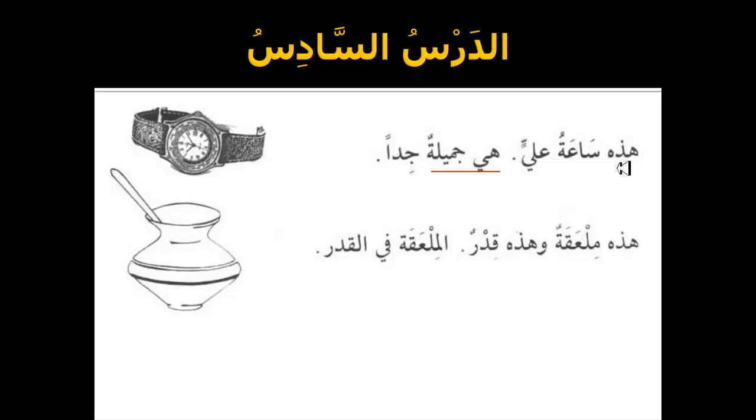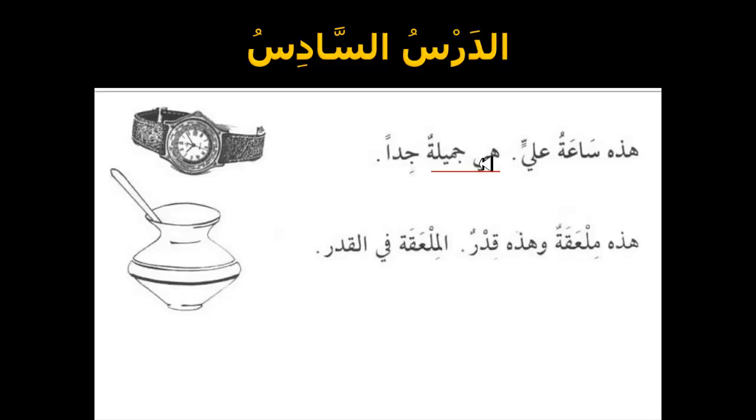Hadihi sa'atu Ali. Hadihi sa'a, sa'a is feminine, so therefore hadihi is used. And then hiya jamilatun jiddan. Jamila means beautiful, and because the watch is feminine, the adjective takes the feminine ta marbuta as well.